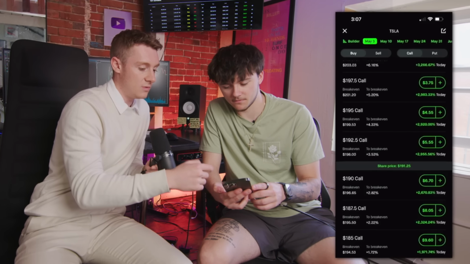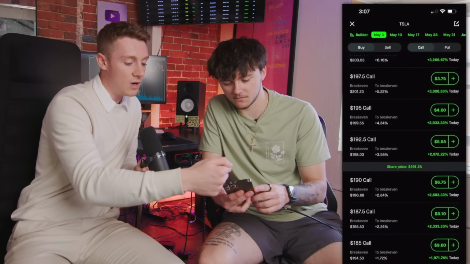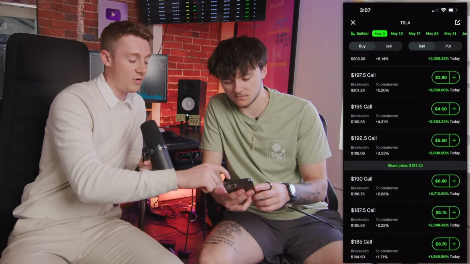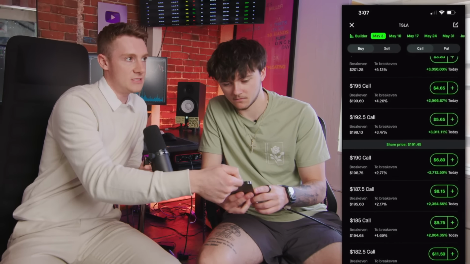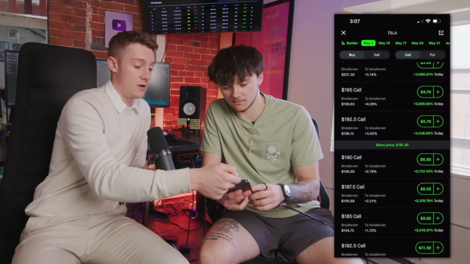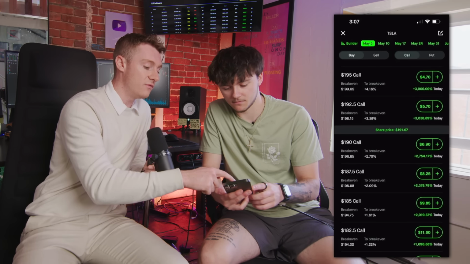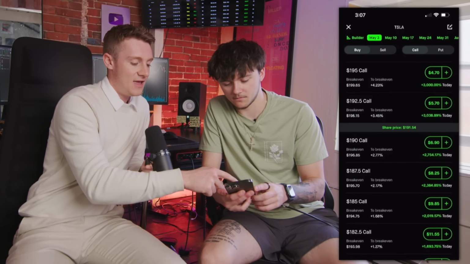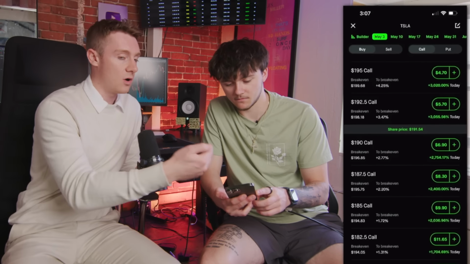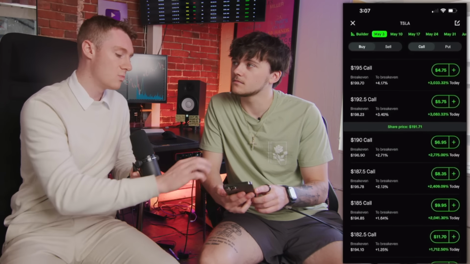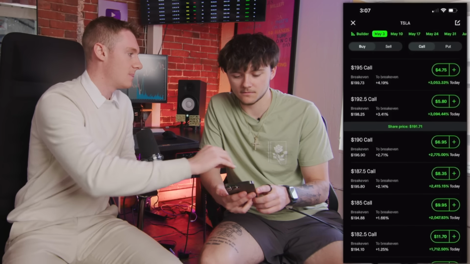Because essentially, in this case, what we'd be saying is if we want to buy these Tesla calls, and Tesla's currently trading at 191.33, well, what we're essentially saying is that by May 3rd, I think that Tesla is going to be at or above $190. Now, obviously, Tesla is already at or above $190.